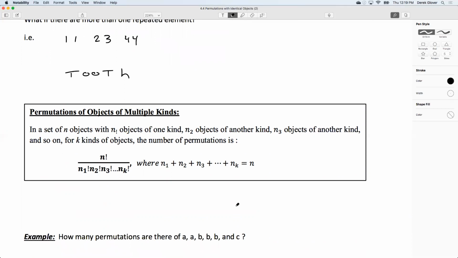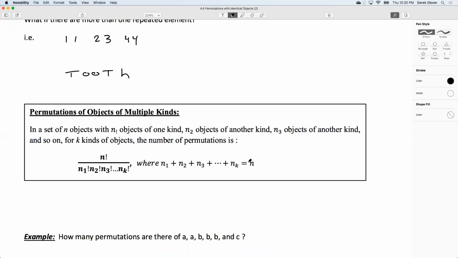So instead of n objects with n1 objects of one kind, and n2 objects of another kind, and n3 objects of a third kind, and so on for k kinds of objects, the number of permutations is n factorial over n1 factorial times n2 factorial times n3 factorial times all repeated numbers until you reach the final one, where n1 plus n2 plus n3 all the way to nk equals n.